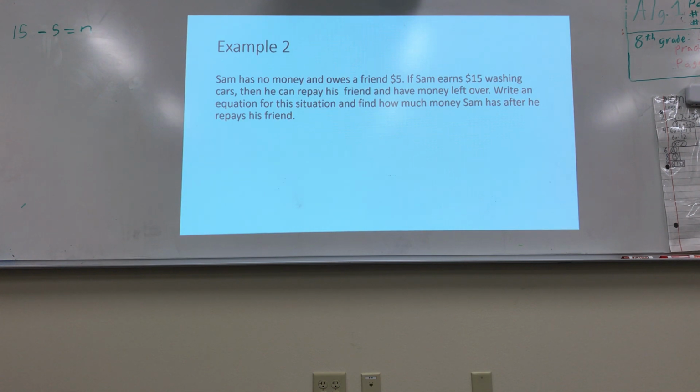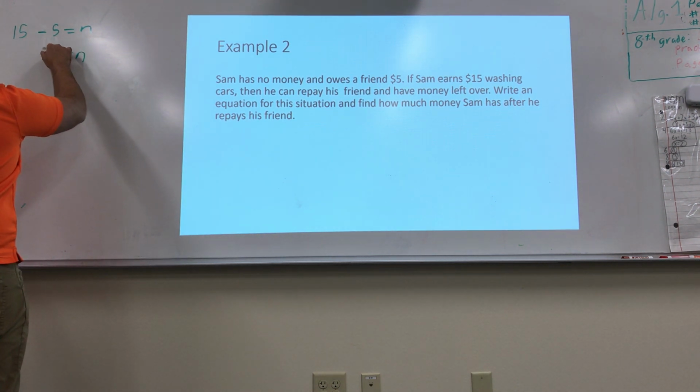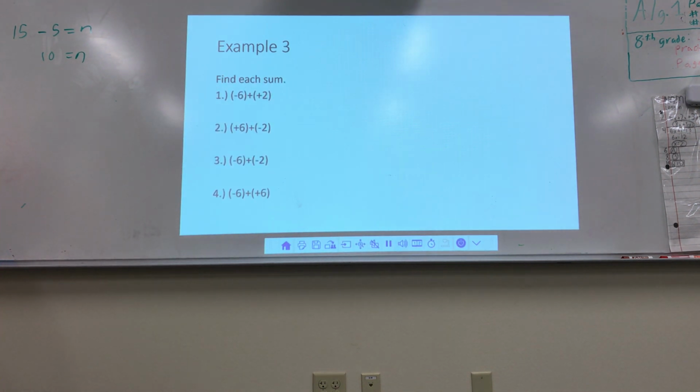So you would then subtract, and you would get n equals 10. So, n equals 10 is your answer for this. Alright, so now we're getting rid of the word problems.